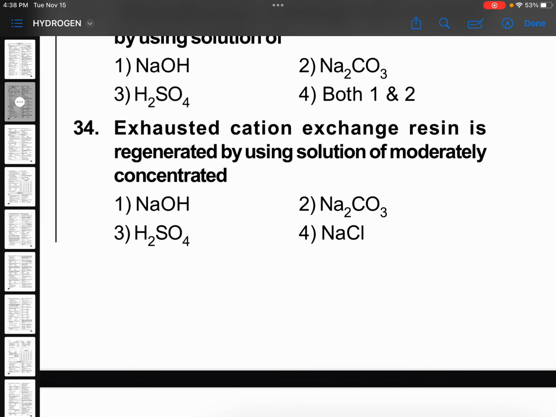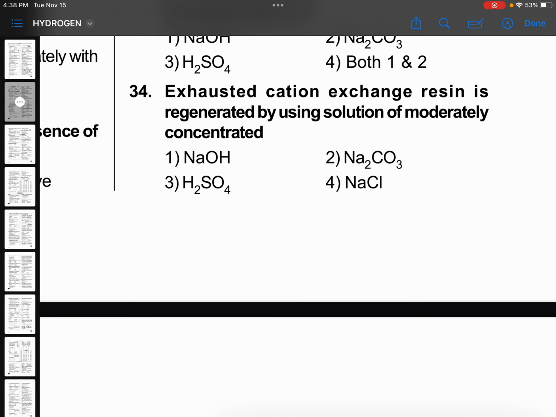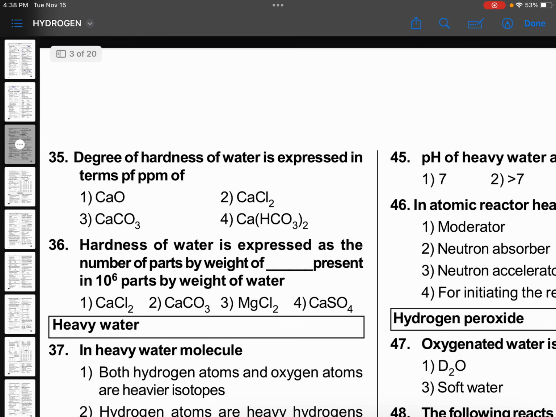Exhausted cation exchange resin is regenerated using a solution of moderately concentrated acid. So you can use acid. So 34th question, option H2SO4. For cation exchange resin, acid; for anion exchange resin, base. So we will continue up to 46. Then hydrogen peroxide we will take in another video.